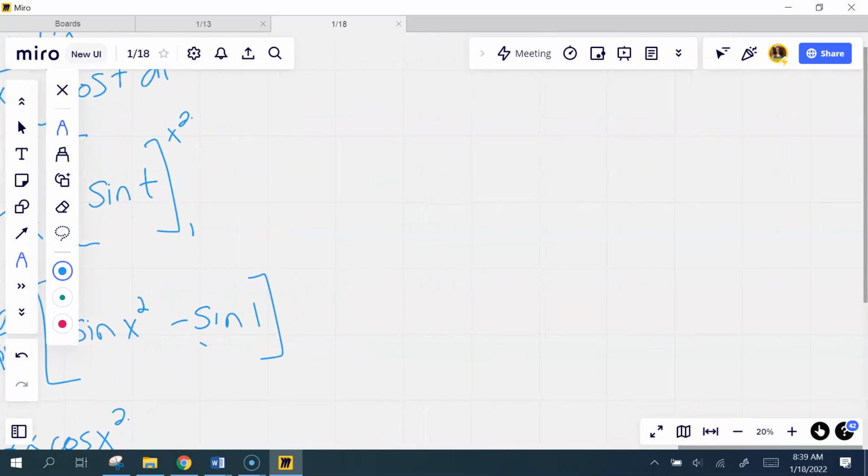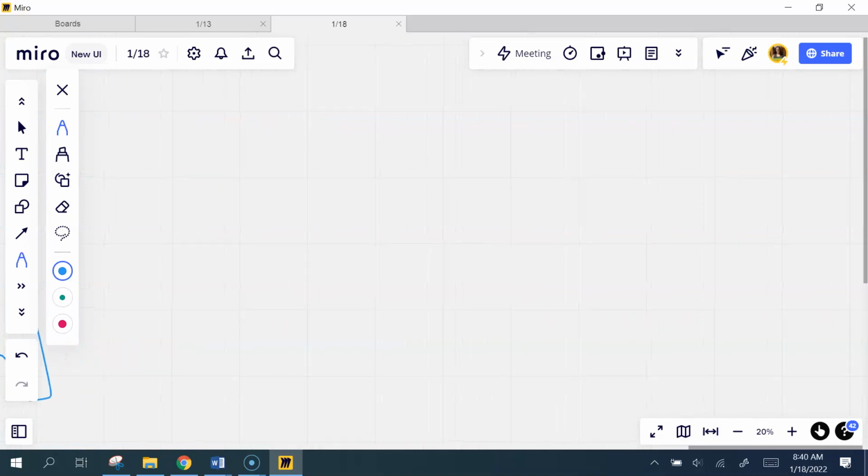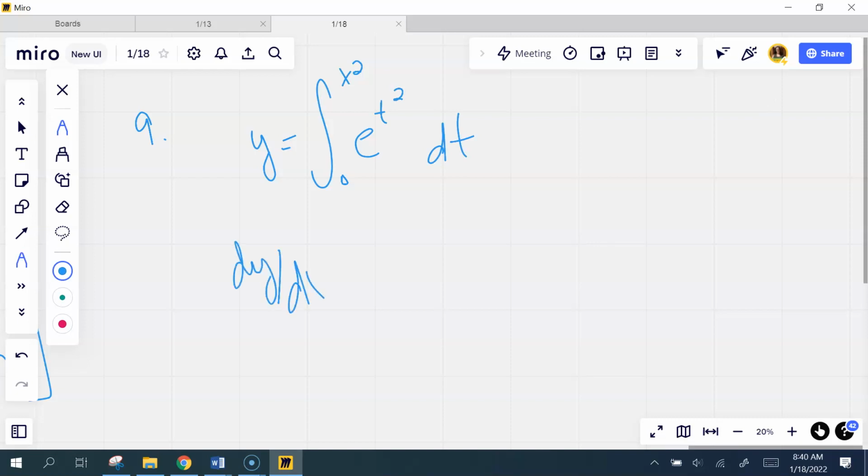This is number 9. Find dy dx. Oh wait, you got chain rule twice now? You said do it by yourself.